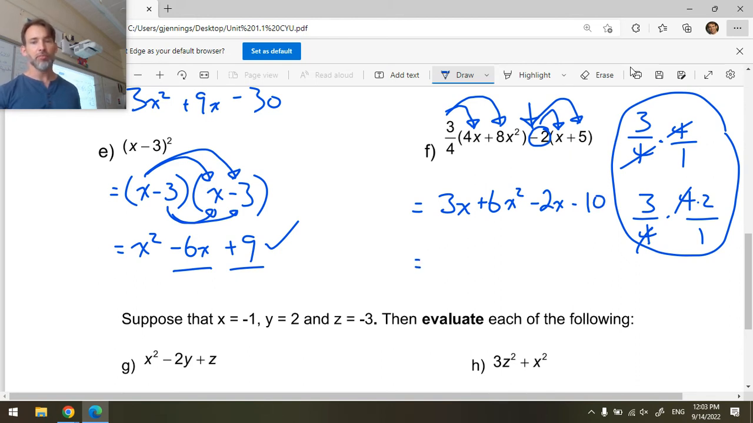Then we have 3x minus 2x. Well, let's put it in standard form. So we have 6x squared. Write them in descending order of the exponents. So x squareds will go first. 3x minus 2x is plus x. It's just one of them. Minus 10. There you go. All right, let's carry on.